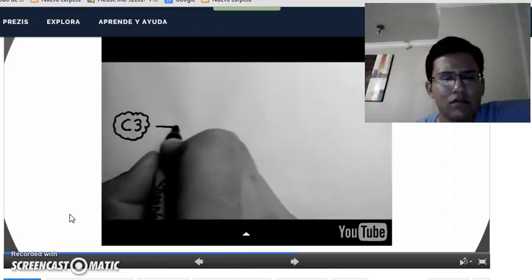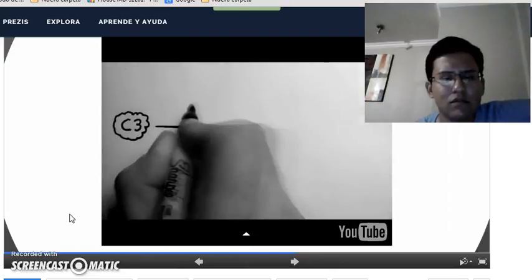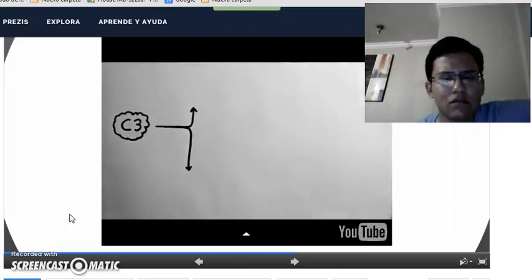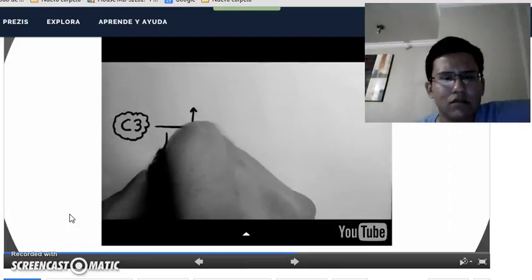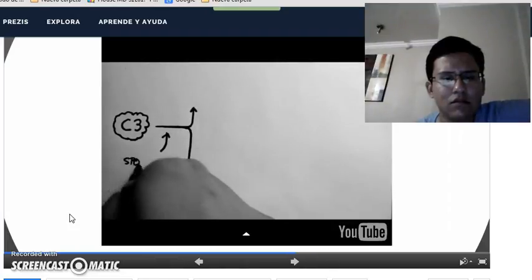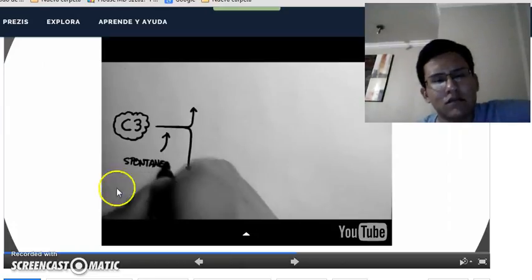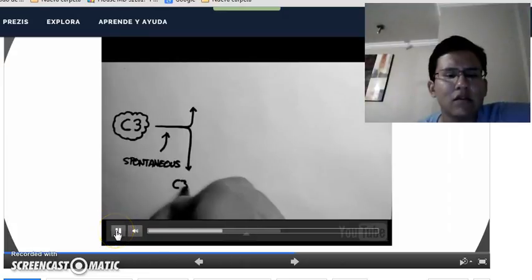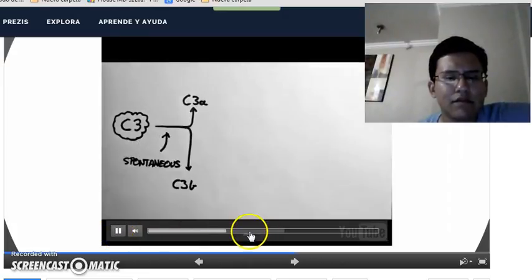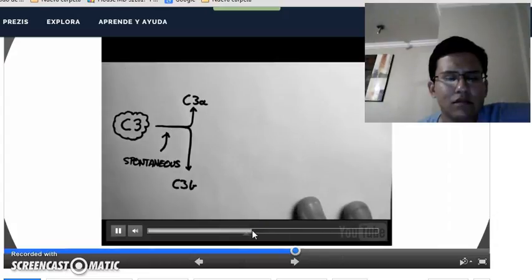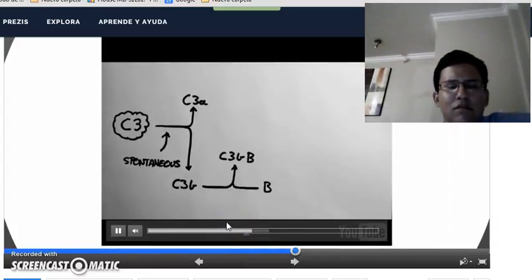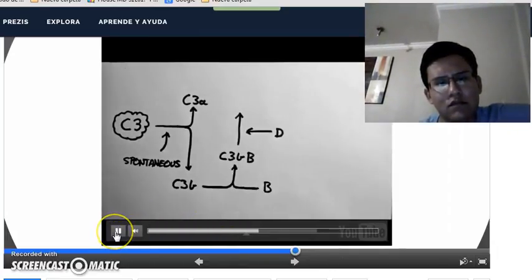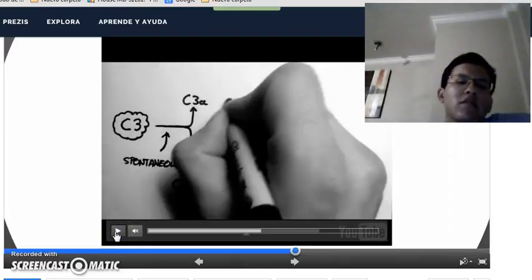This protein, C3, which floats around in the blood, spontaneously splits into two other proteins. They're named C3a and C3b. Factor D is just a catalyst for this reaction.